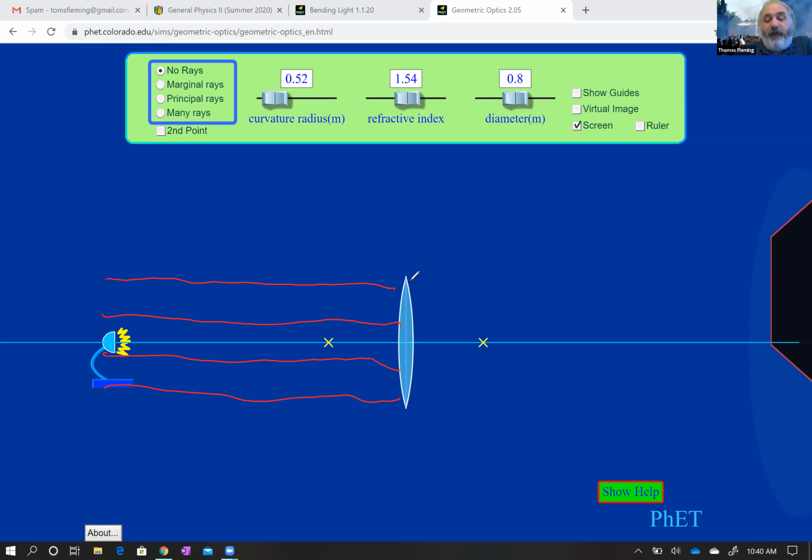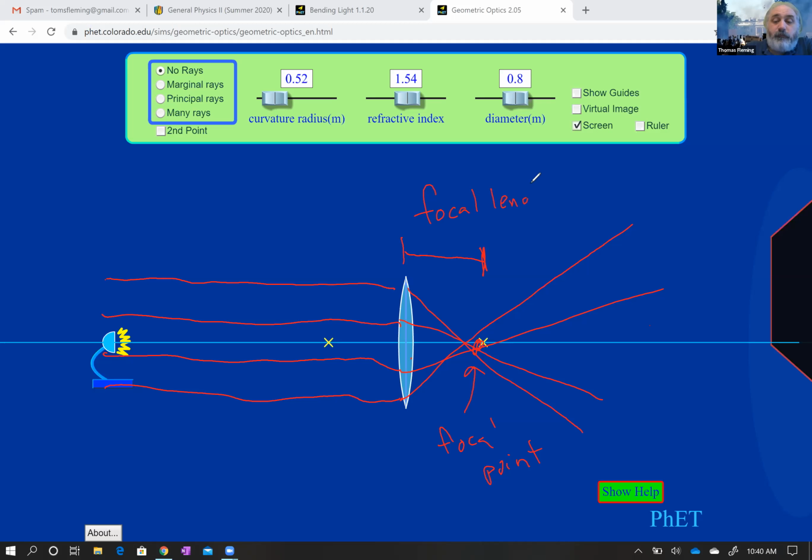What's going to happen is those parallel rays of light will all tend to converge at a single spot, which is where this yellow X is. So that yellow X is called the focal point. And if I measure the distance from the lens to the focal point, we call that the focal length of my lens.